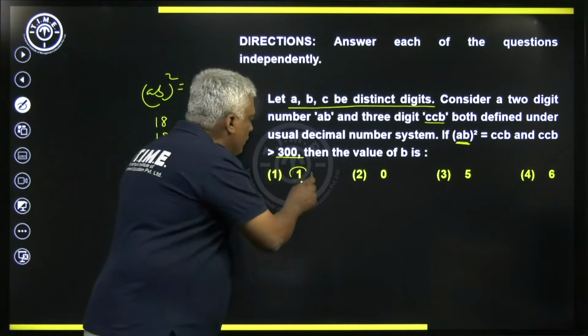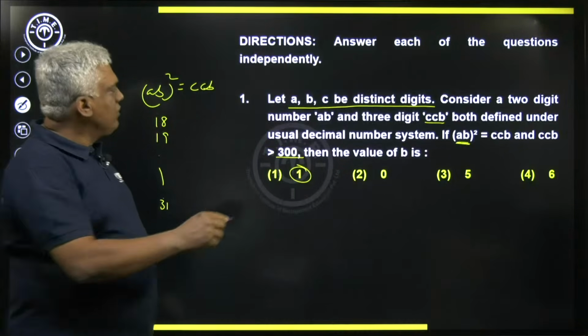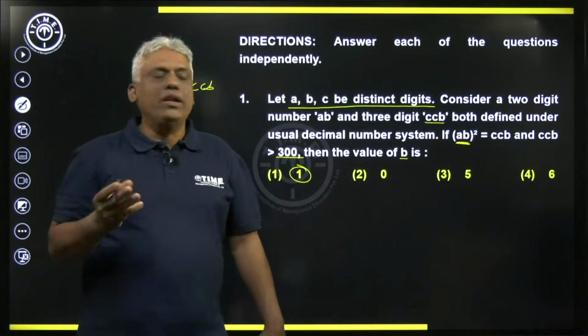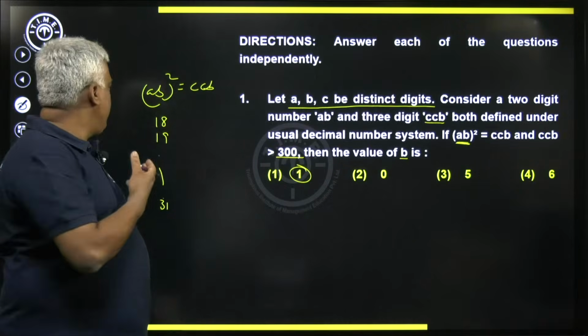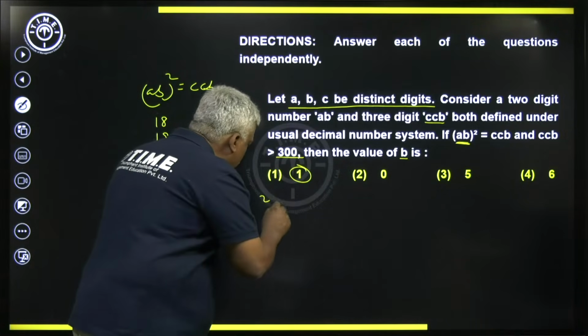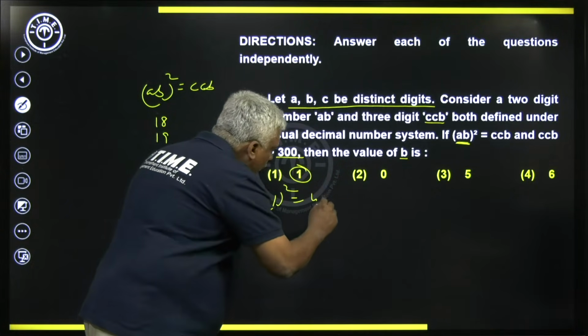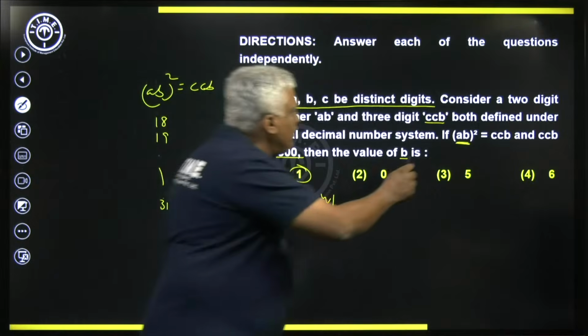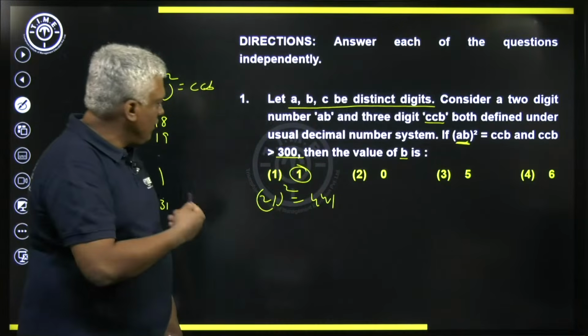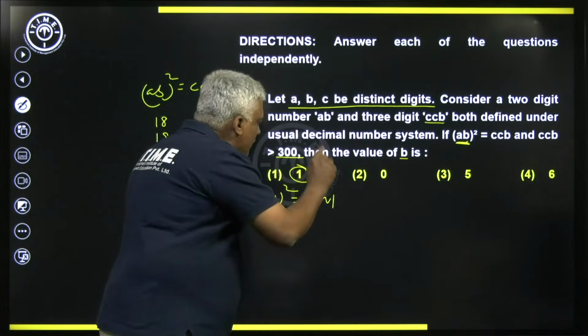If you take the first option, they're asking the value of B, that is the unit digit of the two-digit number. Now 1. For 1, after 18, we have only one option, that is 21. Now check 21 square. 21 square is 441. Yeah, it's matching. 21 square is CCB, that's 441. So this can be the answer.